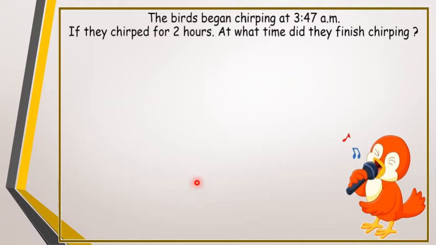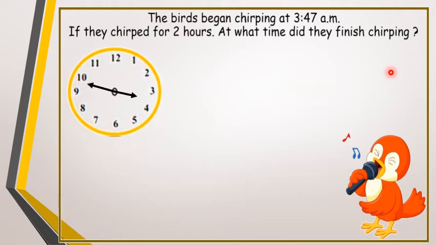The bird began chirping at 3:47 a.m. If they chirped for 2 hours, at what time did they finish? So when they started, the clock was like this. The short arm is between 3 and 4 and the long arm is almost on 10, because this is 45 minutes and this is 50 minutes, so 47 will be between them.